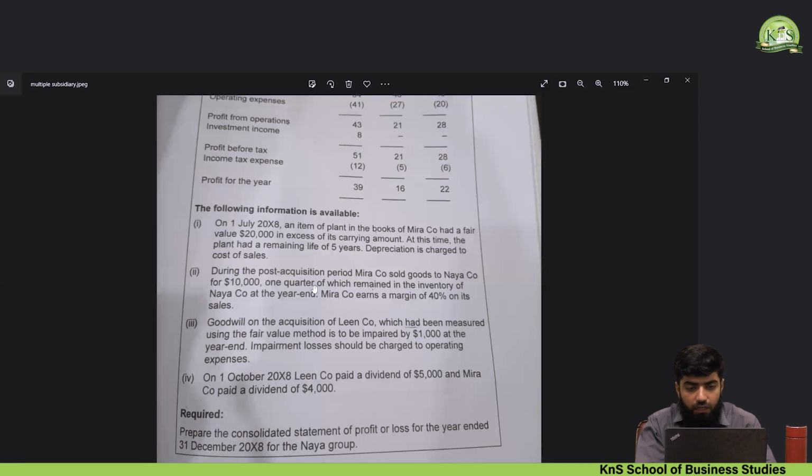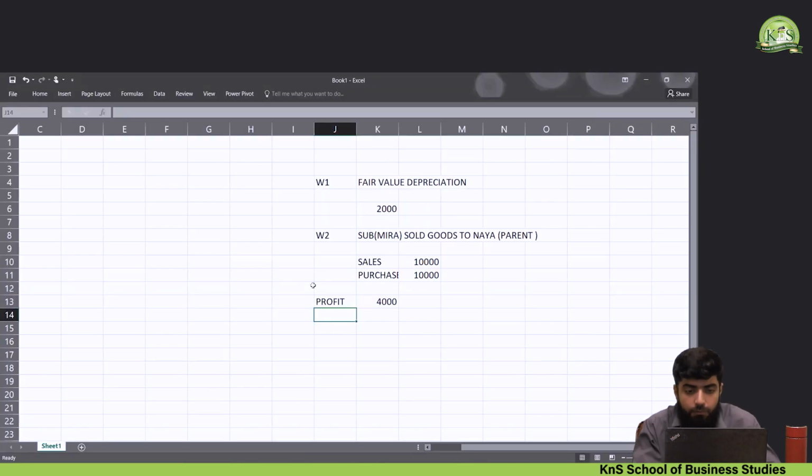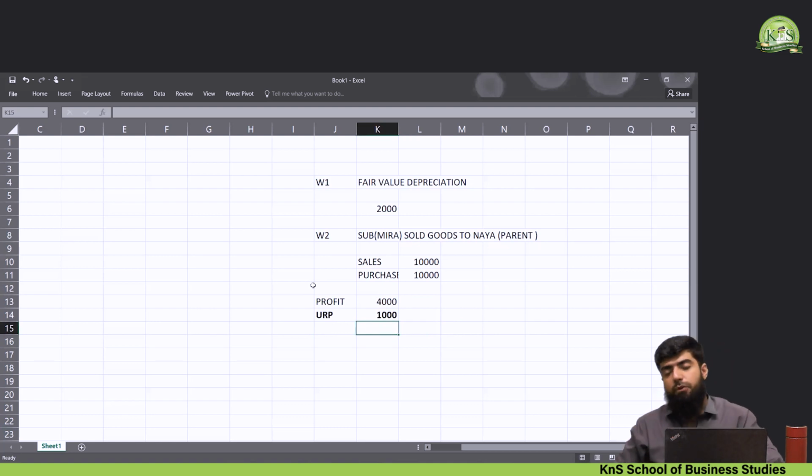And how many goods are unsold? 1/4 of the goods are unsold. That is 1/4 of the total profit. It means 1,000 is the URP, unrealized profit, and that unrealized profit needs to be eliminated from the inventory of a parent company. So we need to remove or eliminate that URP.